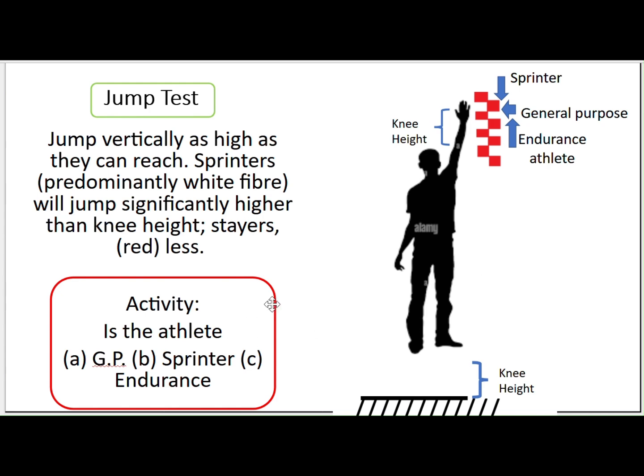So, an activity here. I prepared this for another purpose. So we were supposed to have activities and quizzes and things like that. So the question is, is the athlete a general purpose, a sprinter or an endurance? And he's jumped a bit higher than knee height, so he's got some sprint aptitude.